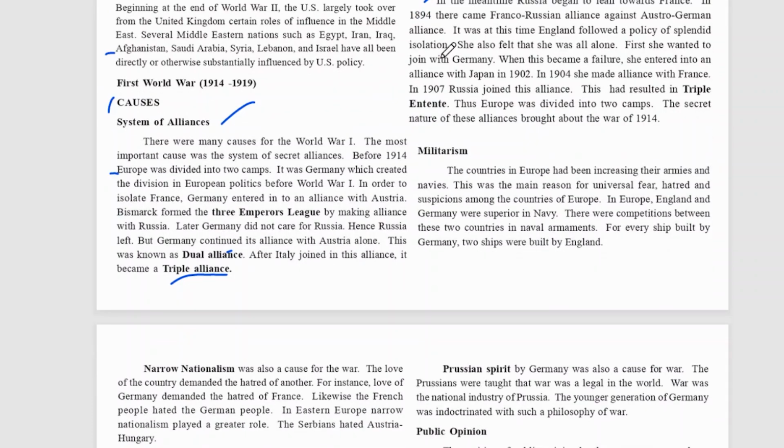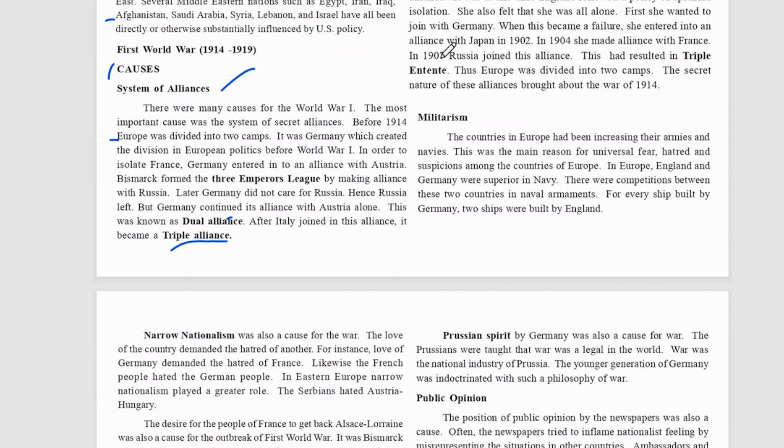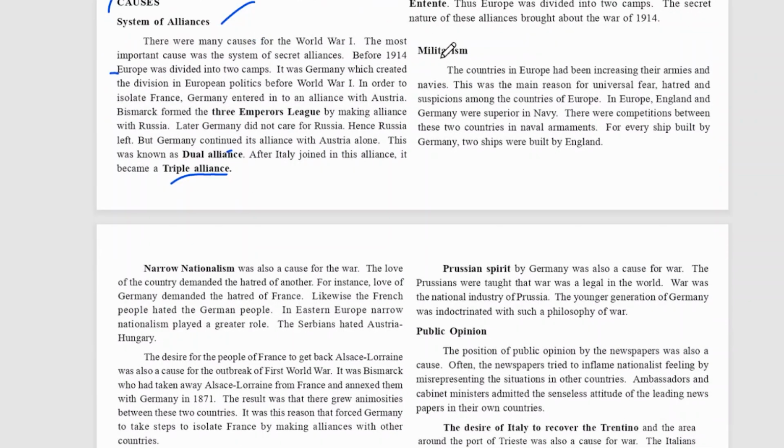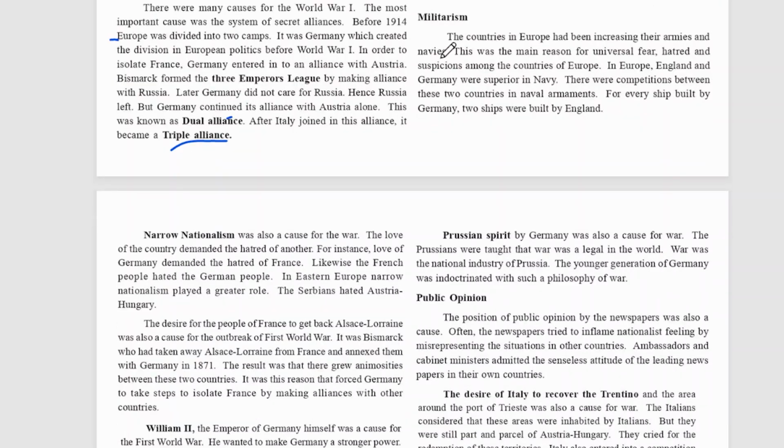And next cause is militarism. So what is militarism? The countries in Europe had been increasing their armies and navies. This was the main reason for universal fear, hatred, and suspicion among the countries of Europe. In Europe, England and Germany were superior in navy, and there was competition between these two countries in naval armament. For every ship built by Germany, two ships were built by England.